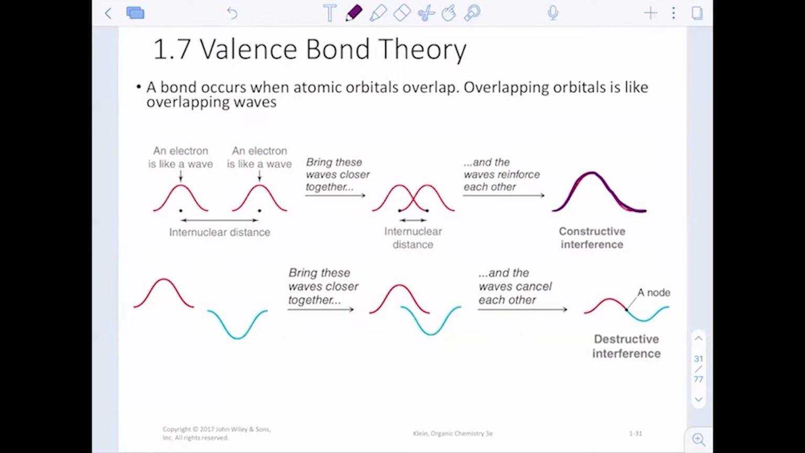If for some reason we bring opposite phases together, this is what we call canceling out, or destructive, when a node appears in the middle and we start to see insufficient bonding.